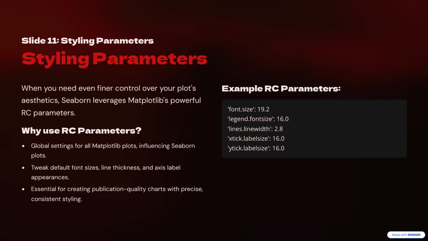Styling parameters example: RC parameters, font.size 19.2, legend.fontsize 16.0, lines.linewidth 2.8, xtick.labelsize 16.0, ytick.labelsize 16.0. When you need even finer control, use Matplotlib RC parameters. These tweak font sizes, line thickness, and label appearances for publication-ready charts.